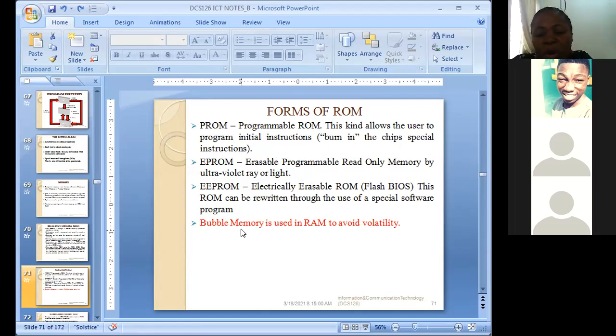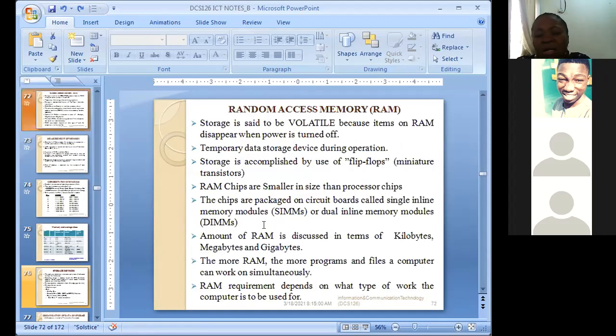The last story here is bubble memory used in RAM to avoid volatility. Now, this point is not supposed to be here, but bubble memory is a technology that is used to help RAM. If you place a special order for your RAM not to be volatile, then that RAM must make use of bubble memory. So let's move to random access, then you will understand better.